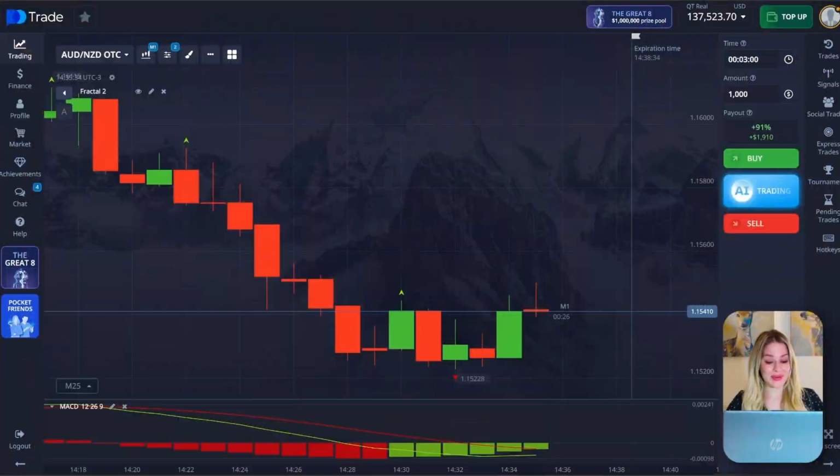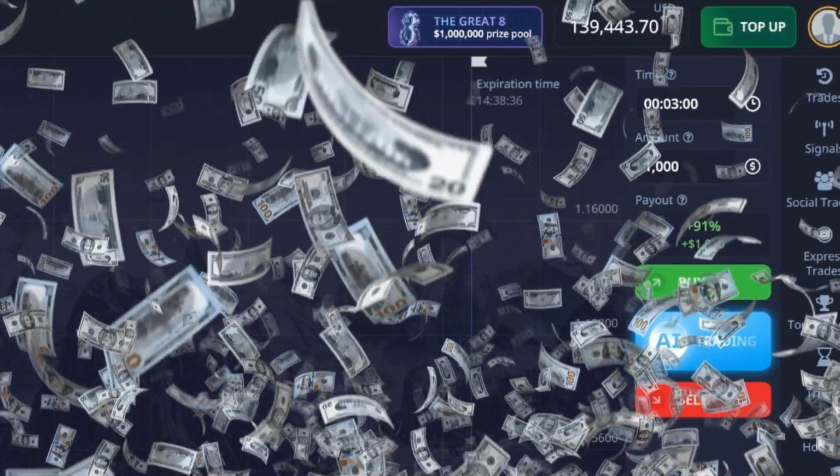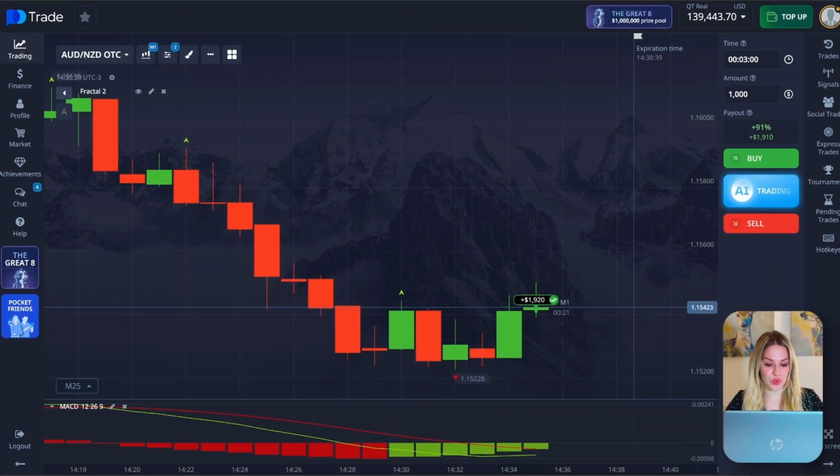Our trade is closed and we are in the plus again. Plus $920. Our price went not far from the beginning of the trade. No intersections were observed. Our penultimate trade didn't work out very well, but we go on to look at our last trade for today.